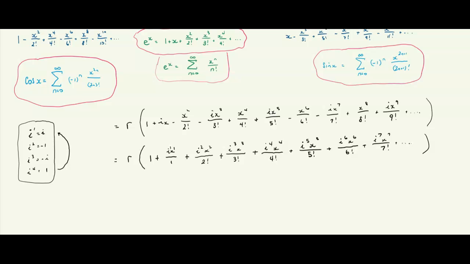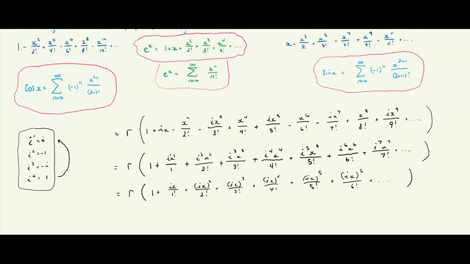Now, this looks really nice. Can we write this one step better? This is 1 plus ix over 1 factorial. Now, this i squared x squared, we can write that as (ix) all squared over 2 factorial, plus (ix) all cubed over 3 factorial. Okay, (ix) all to the power of 4, you get the idea. Again, (ix) all to the power of 5 over 5 factorial, (ix) to the 6. This pattern continues.